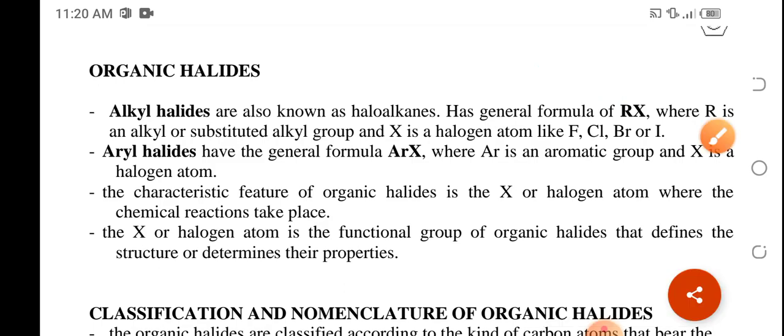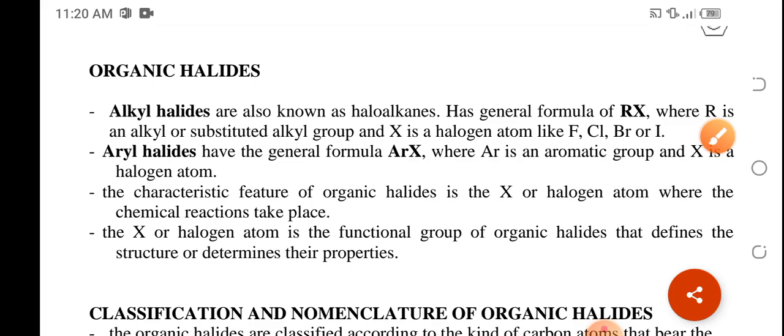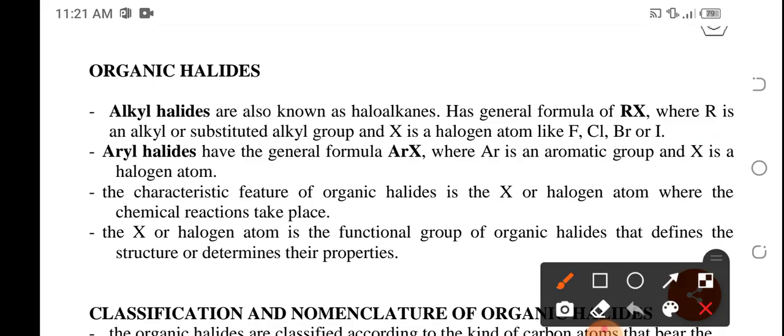Aryl halides, on the other hand, will have a formula of ArX, wherein Ar represents the aromatic ring, the benzene ring. Okay. So the characteristics of these organic halides depend on the halogen, where the reaction takes place. And the functional group for these organic halides is eventually the halogen. So that's the functional group.